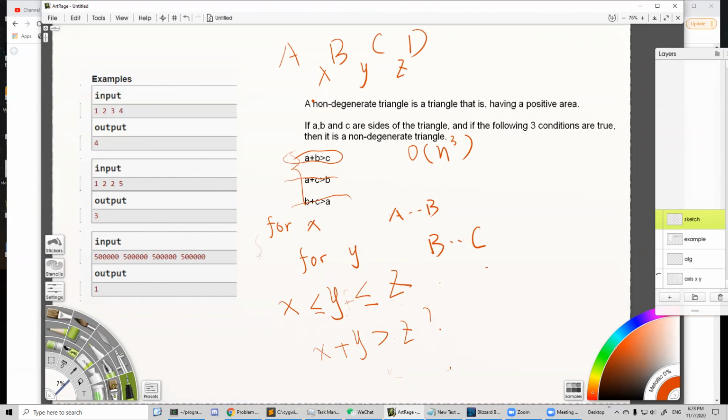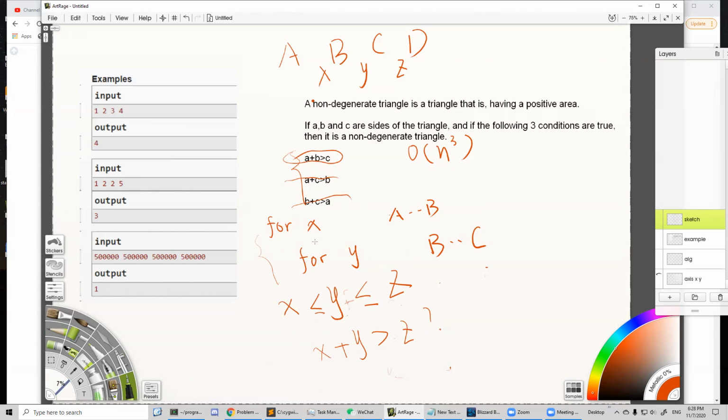So in this case, we iterate all of those X and Y possibilities so that we only need to find out how many Z we can have for this pair of X and Y. And we can add that into the answer, right?